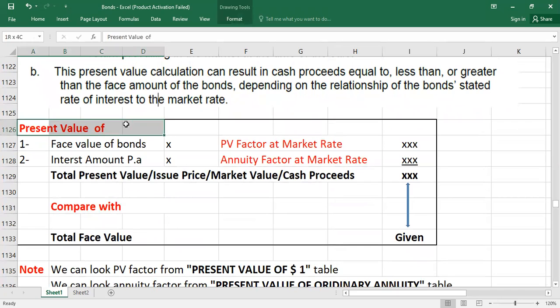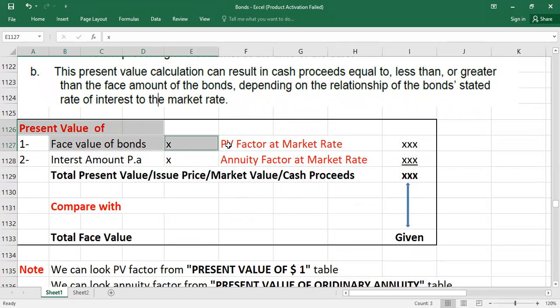If you want to calculate the amount of premium or discount, first we will calculate the present value of the face value of the bonds. You take the face value and multiply by the present value factor at market rate. Don't make a mistake here. A common mistake students make is selecting the discount factor at the stated rate. No, we have to select at market rate, because market rate is our benchmark. We are comparing our bonds with the market to calculate the amount of premium or discount.